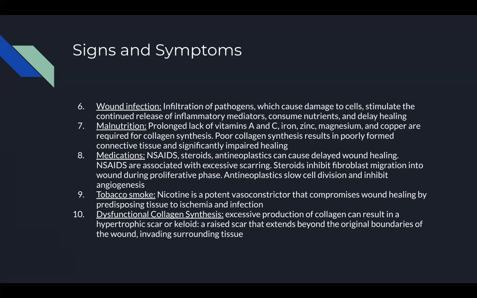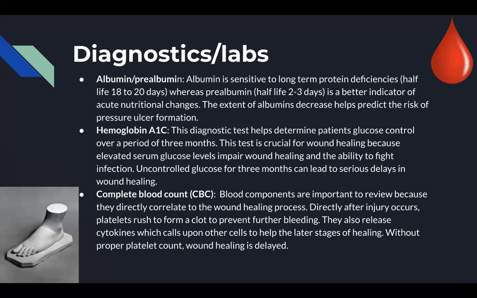And lastly, we have dysfunctional collagen synthesis, which is just an excessive production of collagen, which can result in hypertrophic scar or keloid, pretty much extending collagen growth. And then to finish it off, pass it on to Victor.